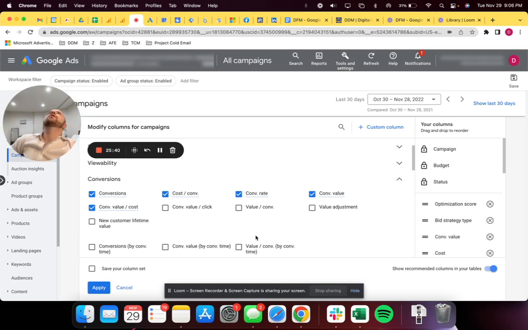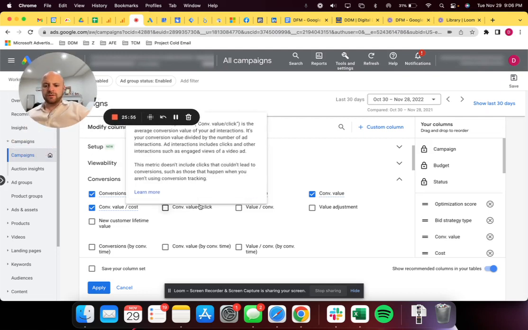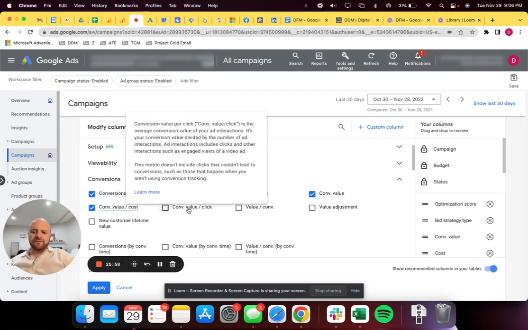So let's say you basically would define how much a click is worth. That's what this is. Conversion value per click is the average conversion value of your ad interaction. It's your conversion value divided by the number of ad interactions. Ad interactions include clicks and other interactions such as engaged views of a video ad. This metric doesn't include clicks that couldn't lead to conversions, such as those that happen when you aren't using conversion tracking. This is basically if you want to define how much a click is worth or how much an engagement or interaction is worth.